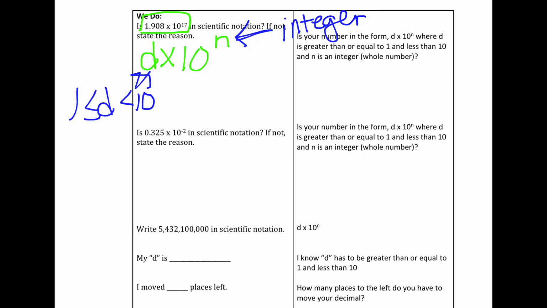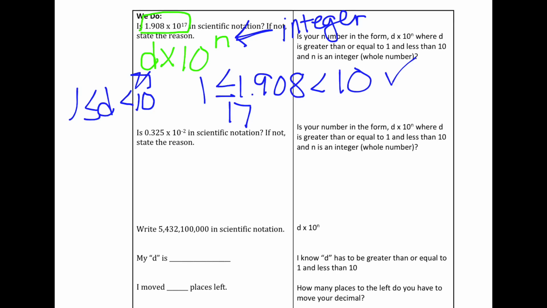In this case, 1.908 is most definitely less than 10. It's also greater than or equal to 1. So that works out. 17 is in fact an integer. That works out. So yes, this is in scientific notation.